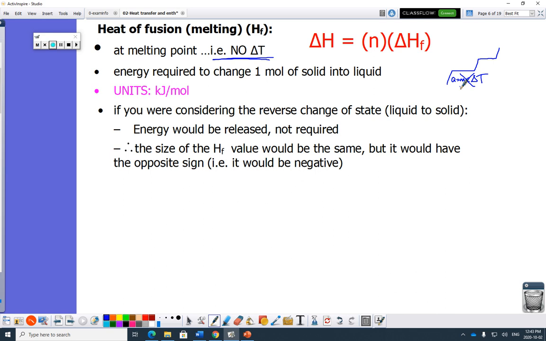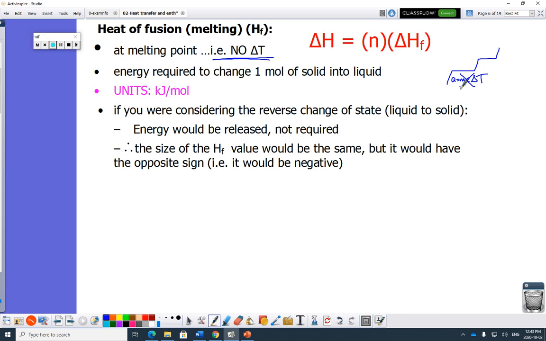So this formula represents the energy required to change a mole of solid into liquid. So if you're finding the molar enthalpy, then it's kilojoules per mole, which is what the textbook gives you. And so in the table, all of the values are listed as positive. So that is solid into liquid.